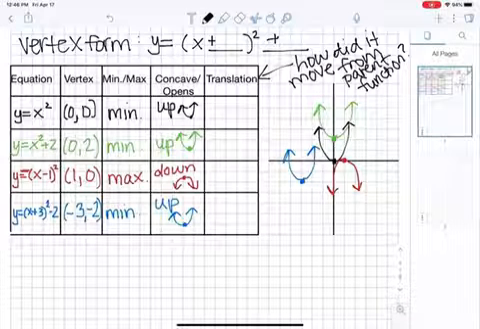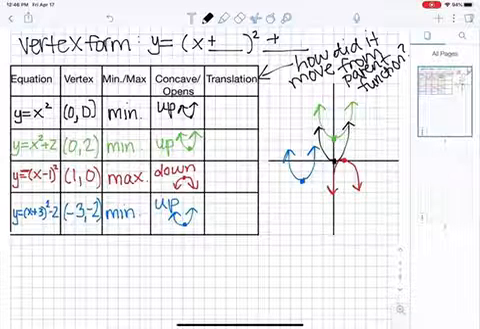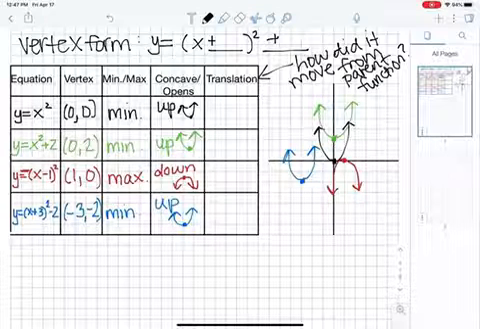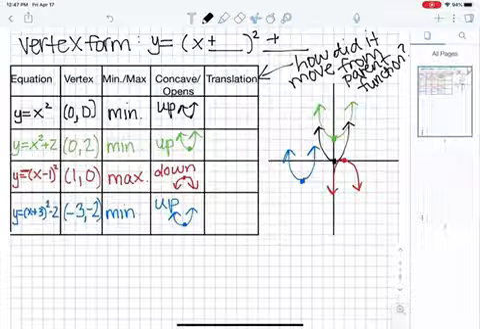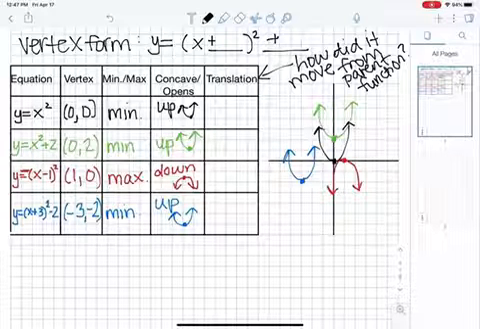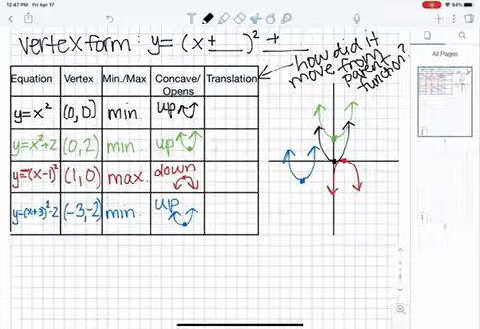In the last video, you saw how to look at the equation, figure out what the vertex is, figure out if it's concave up or concave down, and then see what that would look like on a graph. So we were just trying to connect equation in vertex form to graph. In this video, we're going to be doing something called translations.